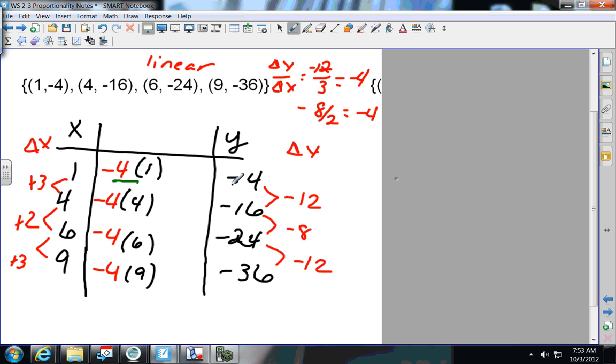Negative 4 times 1 is negative 4. I could put a plus 0, but I don't need to. Negative 4 times 4, negative 16. My equation is y equals negative 4x. It is proportional.